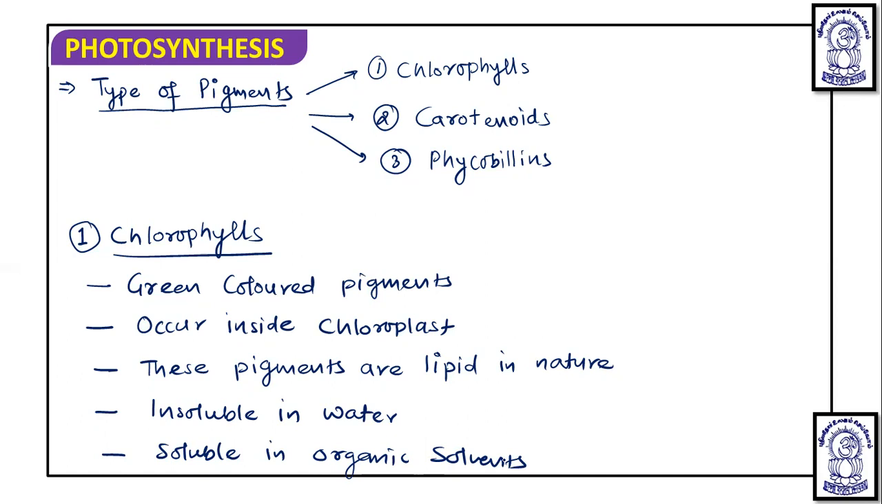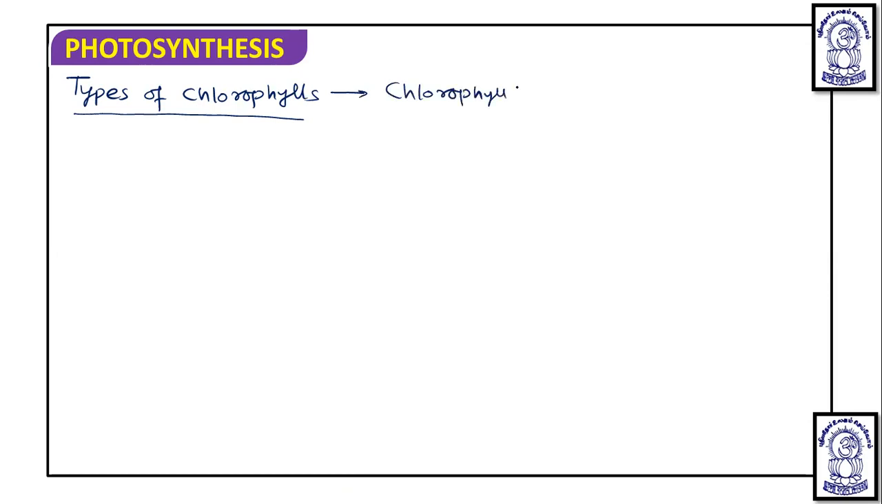Now these chlorophylls are of different types, like chlorophyll A, B, C, D, E. Apart from this, you will see some bacteriochlorophyll. This bacteriochlorophyll is also known as bacteriopurpurin.